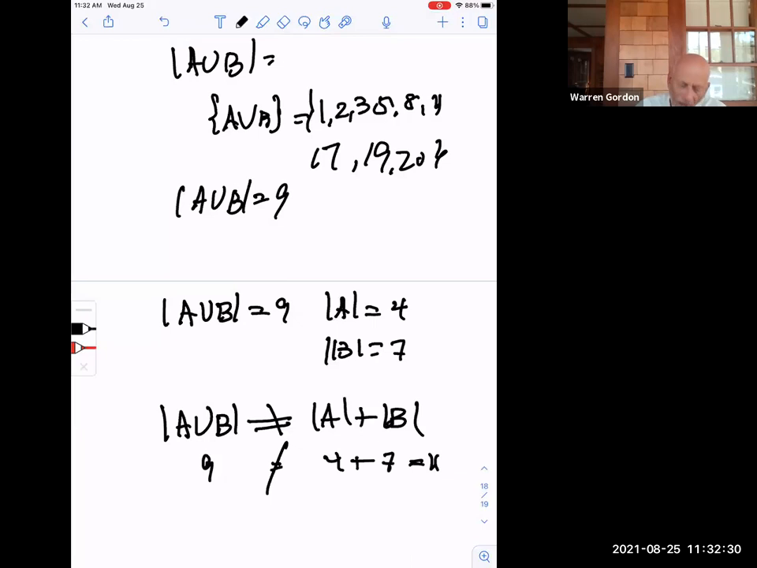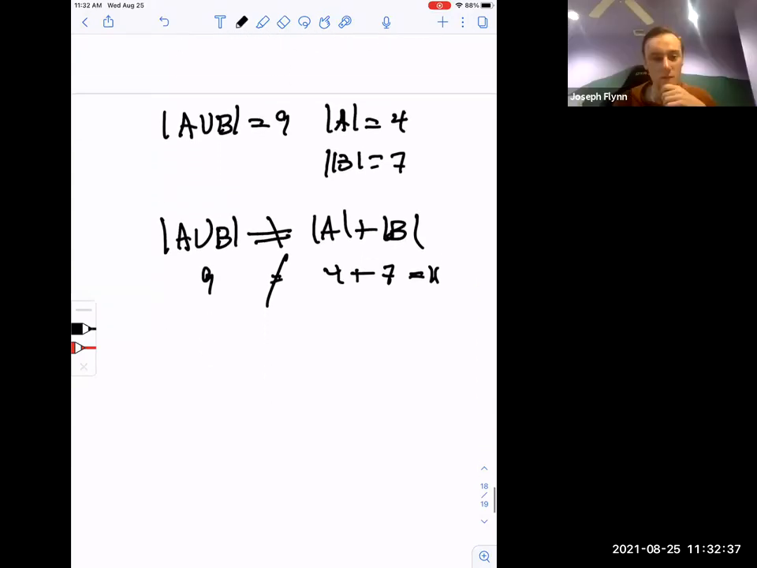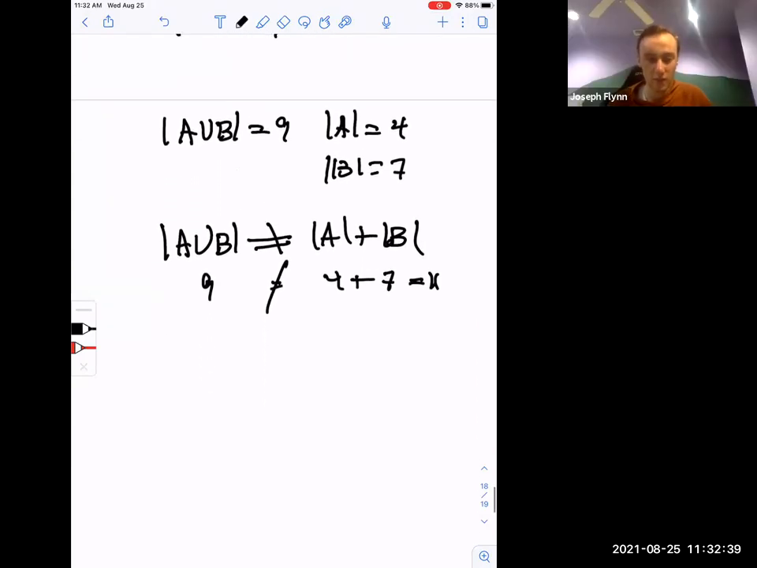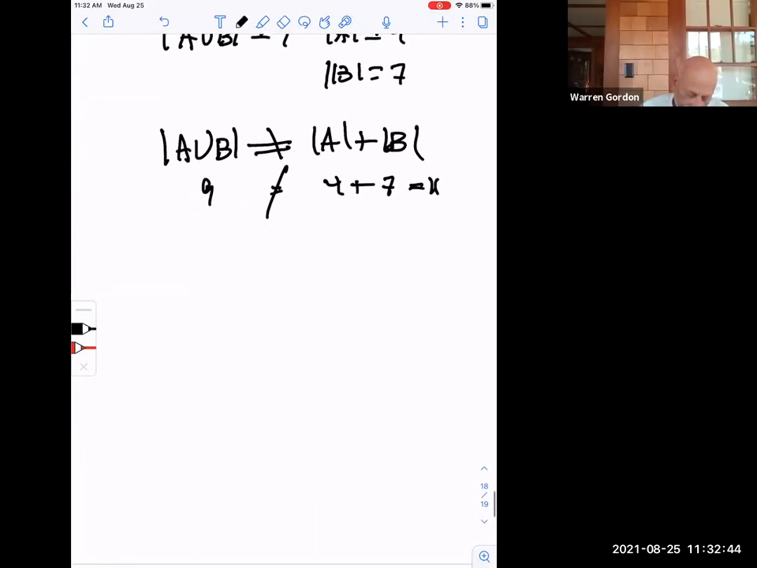So what would be true and why isn't it true? Anybody? Is it because A and B are not disjoint? Like if they were disjoint, then it would be true. That's correct. In fact, let's look at the picture.